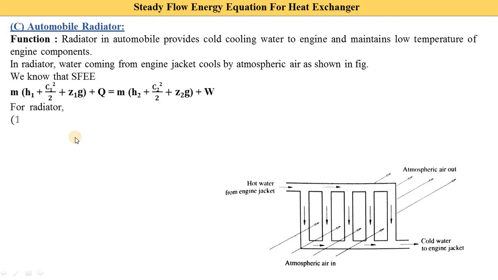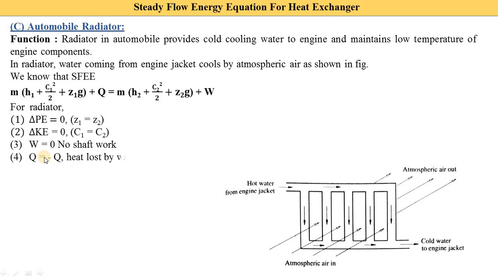We consider certain parameters for the radiator. Change in potential energy is 0, Z1 is equal to Z2. Change in kinetic energy is 0, C1 is equal to C2. Work done is equal to 0, no shaft work in a heat exchanger. And Q is equal to negative Q because heat is lost by the water. When the temperature is lost, heat rejection is done, meaning this water rejects heat to the atmosphere, and we know that when any system rejects heat, it is considered negative.